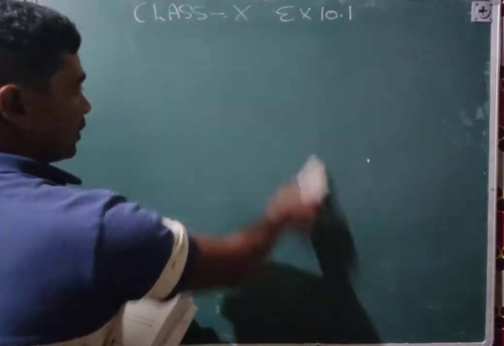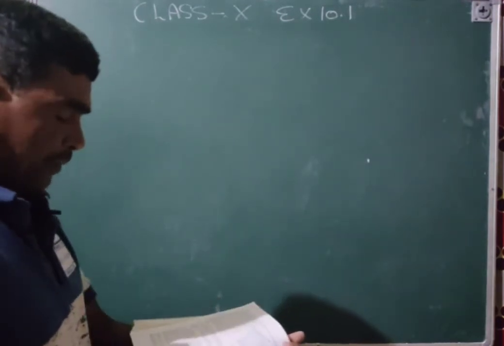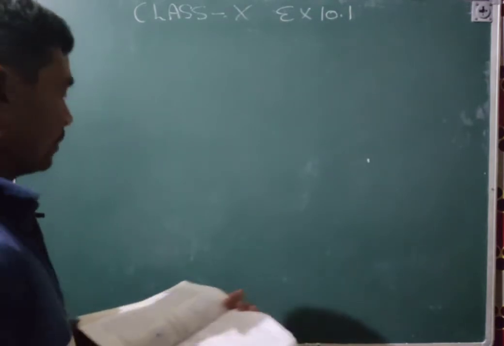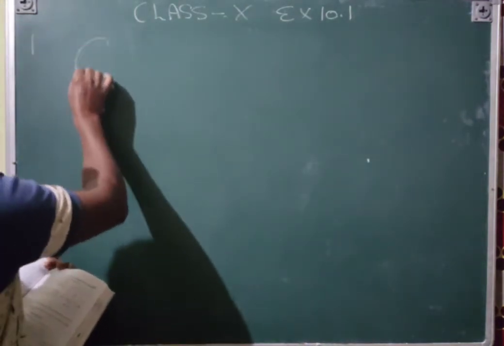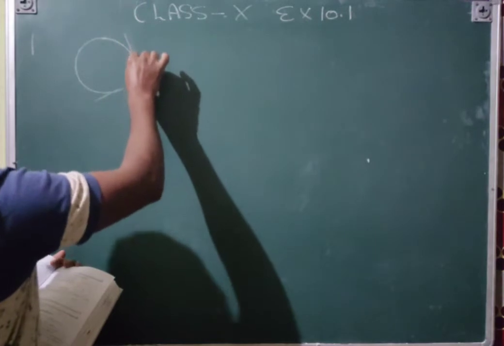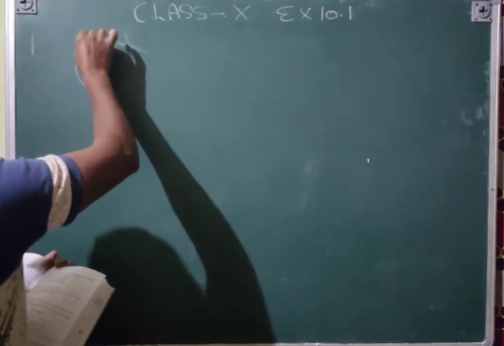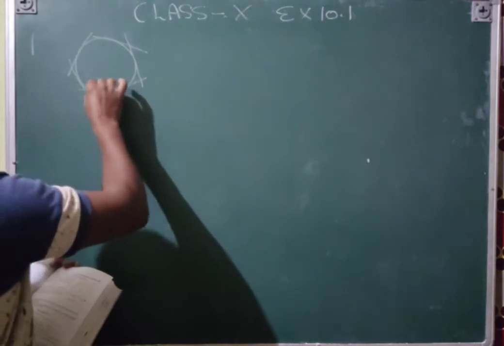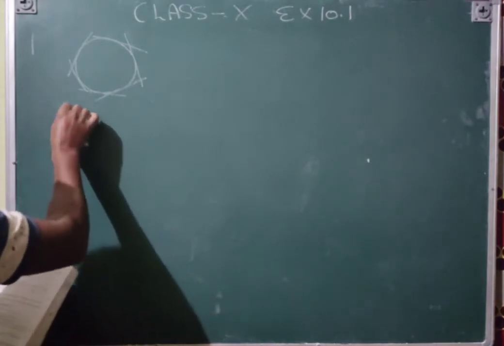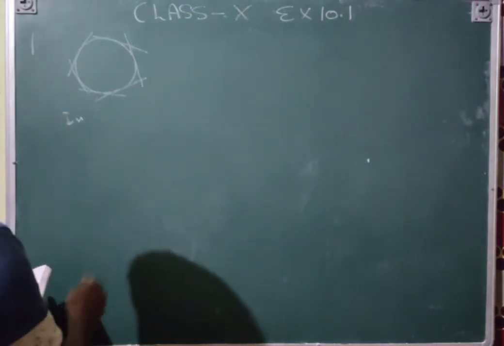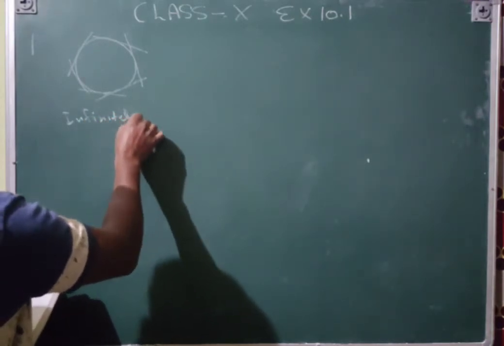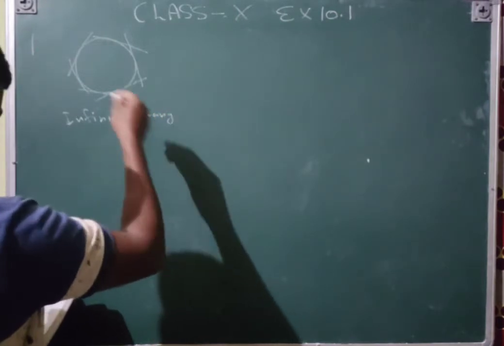So the first question is 10.1: how many tangents can a circle have? Like this is a circle. This one can be a tangent, this one also, this one also, this one also. It means many more tangents we can draw here. So the answer will be infinitely many.